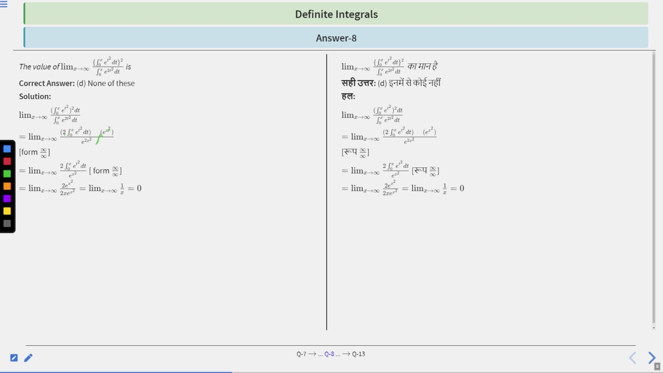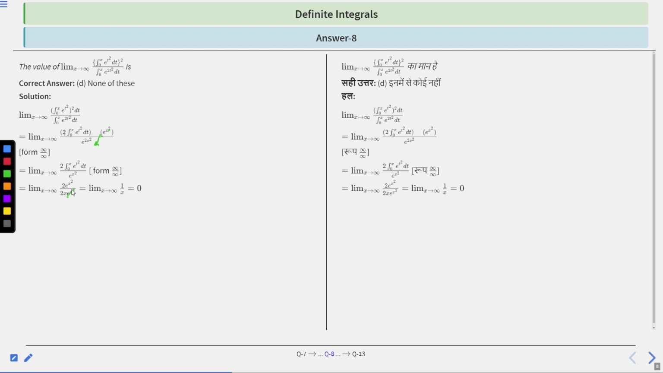let's move this e^(x²) to the denominator. You will get 2 times the integral from 0 to x of e^(t²) dt upon e^(x²). Again it is of the infinity by infinity form, right? Then again we can apply L'Hospital's rule by differentiating the numerator and the denominator. After differentiating, we will get 2e^(x²) upon 2x e^(x²).